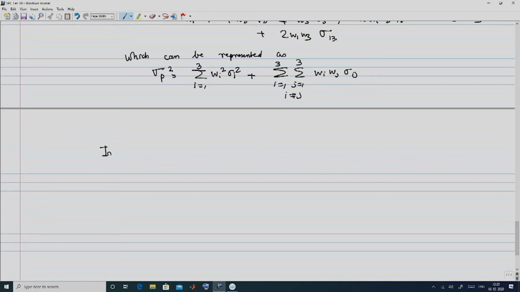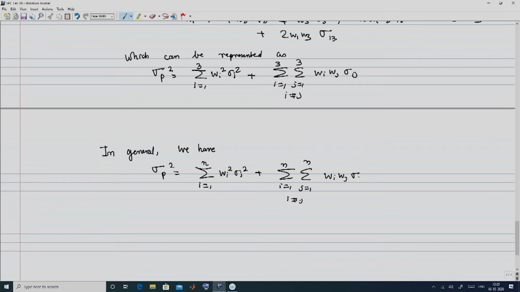So, in conclusion, in general we have sigma p square is equal to summation W i square sigma i square, i equal to 1 to n, plus double summation i equal to 1 to n, j equal to 1 to n, i not equal to j, W i W j into sigma i j. So, this is nothing but I am just rewriting the formula for the variance of the linear combination of n number of random variables that we had seen earlier.